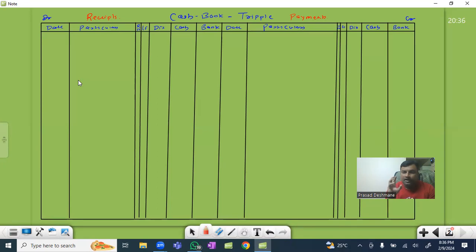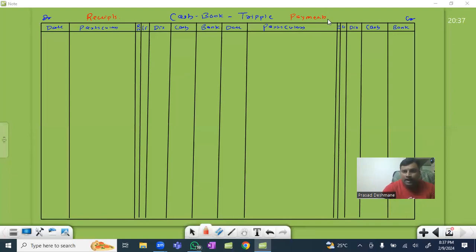I'll repeat, if we got a check and there is no further information given regarding this check, we presume we deposit it on the same day and we record it in the bank column. I hope everyone understood this.